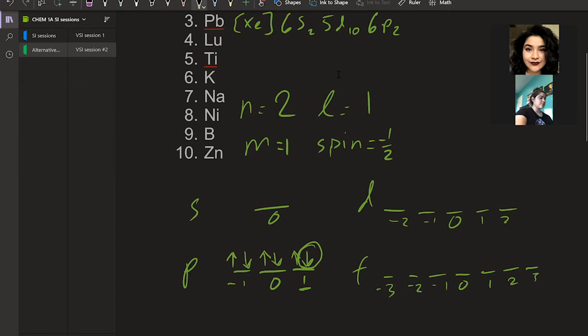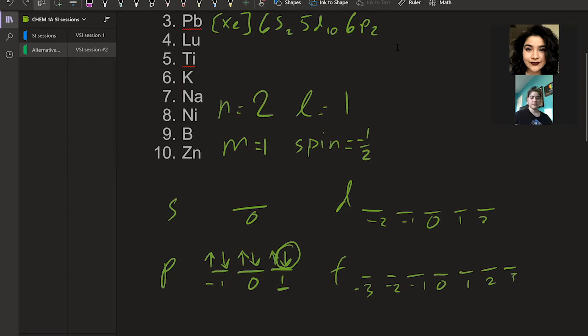So are there any questions regarding quantum numbers now that we've gone through this? Feel free to use the chat.